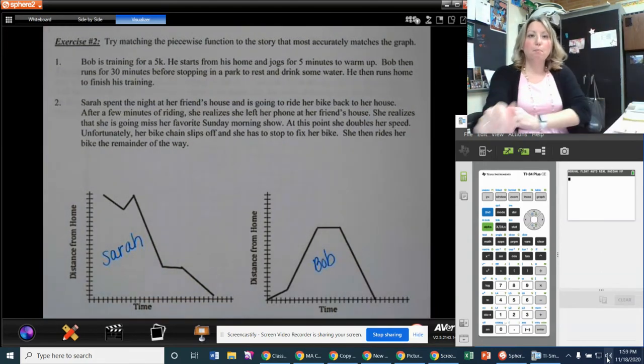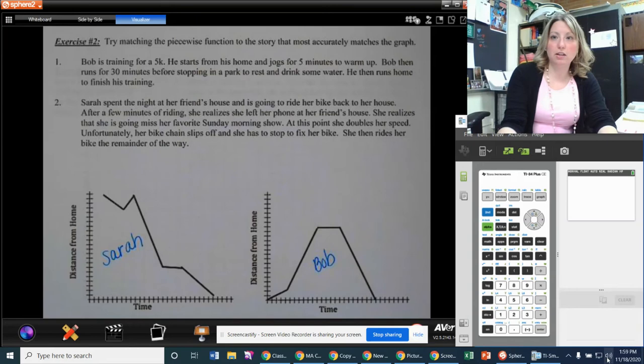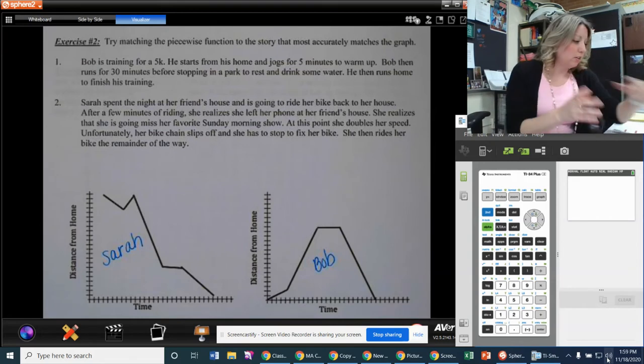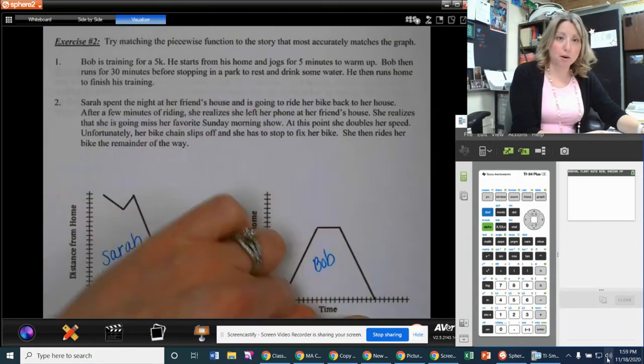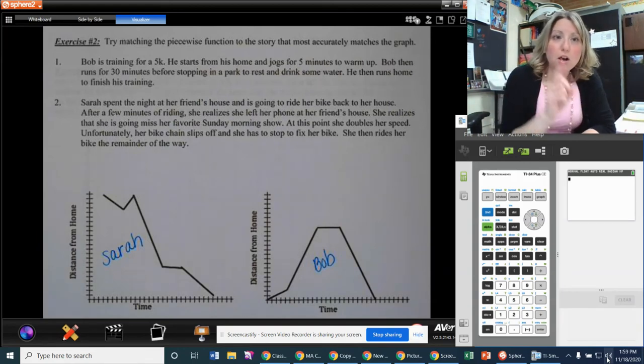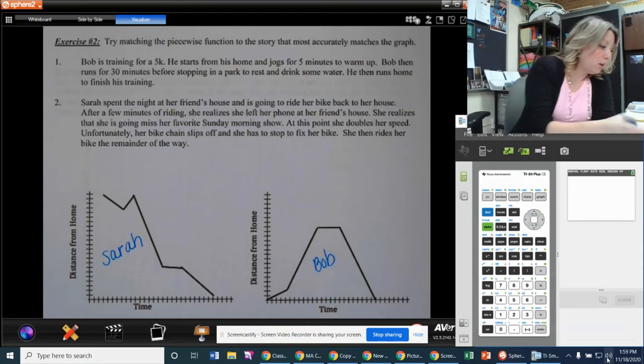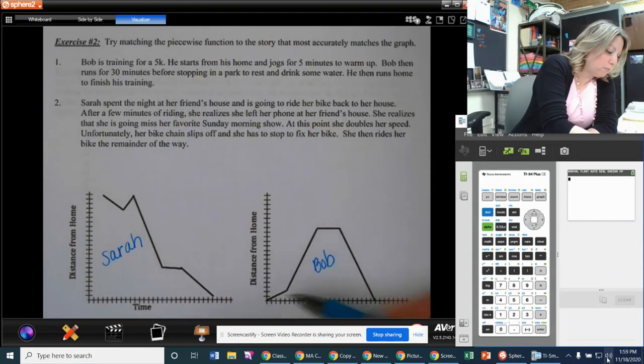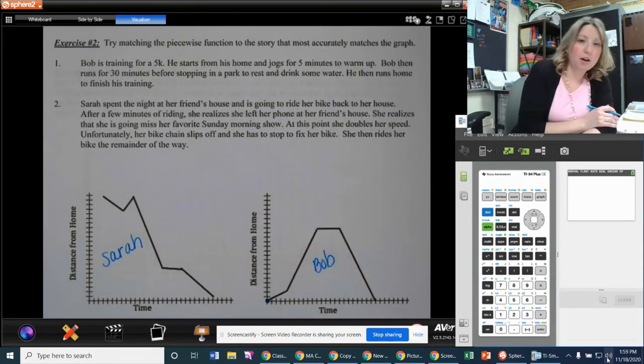Okay. Part of what I looked at was how many pieces in their story, how many chopping pieces in their story occurred. Sarah had 5, Bob had 4. But the other thing I looked for was, where did Bob start from and where did Sarah start from? Bob started from home. This is starting home at the beginning, 0 time passing.